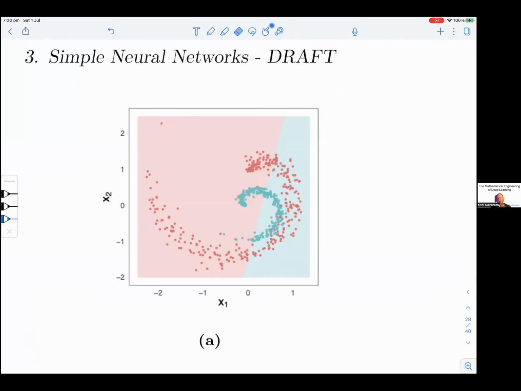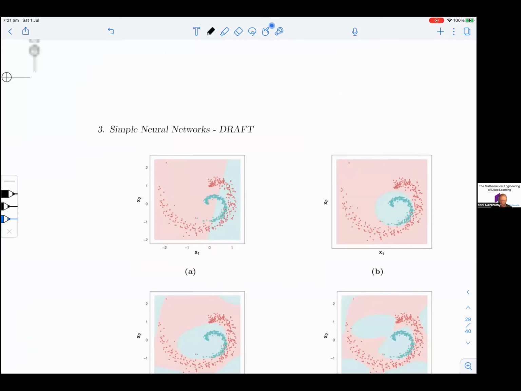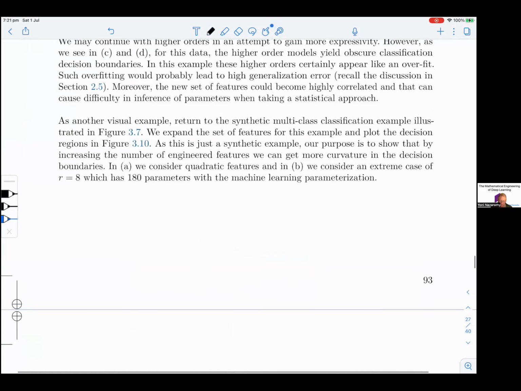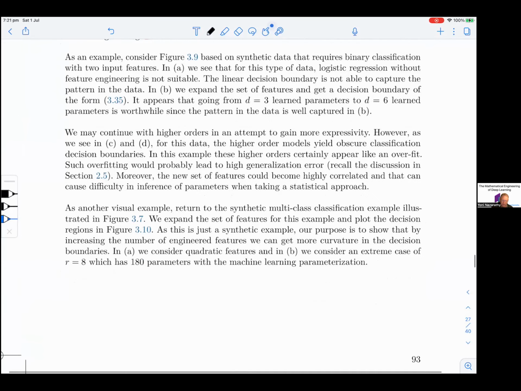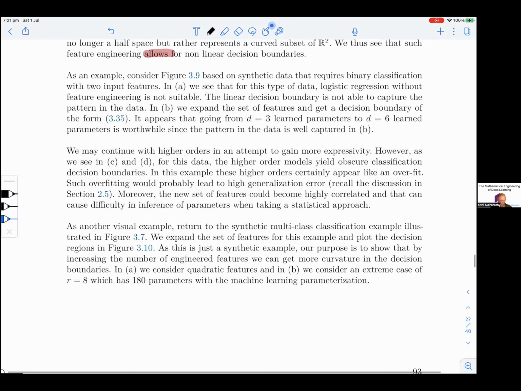We're just looking here at binary classification, so k equals 2 and p equals 2. You've got your 2 features, x1, x2, and logistic regression doesn't work well for this because you're just going to get this linear decision boundary, and that doesn't work well. Then we continue. In B, we expand the set of features and get a decision boundary of the form 3.35. So let's see what this can give us.